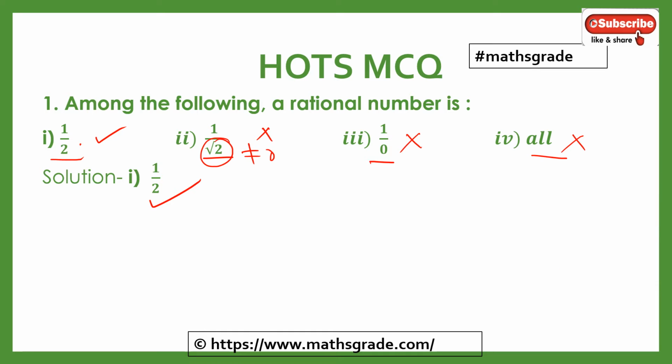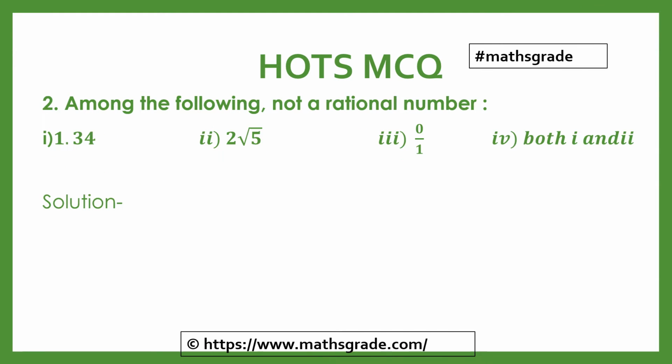So what is a rational number? A rational number is of the form P divided by Q, where P and Q are integers and the denominator Q is not equal to 0.